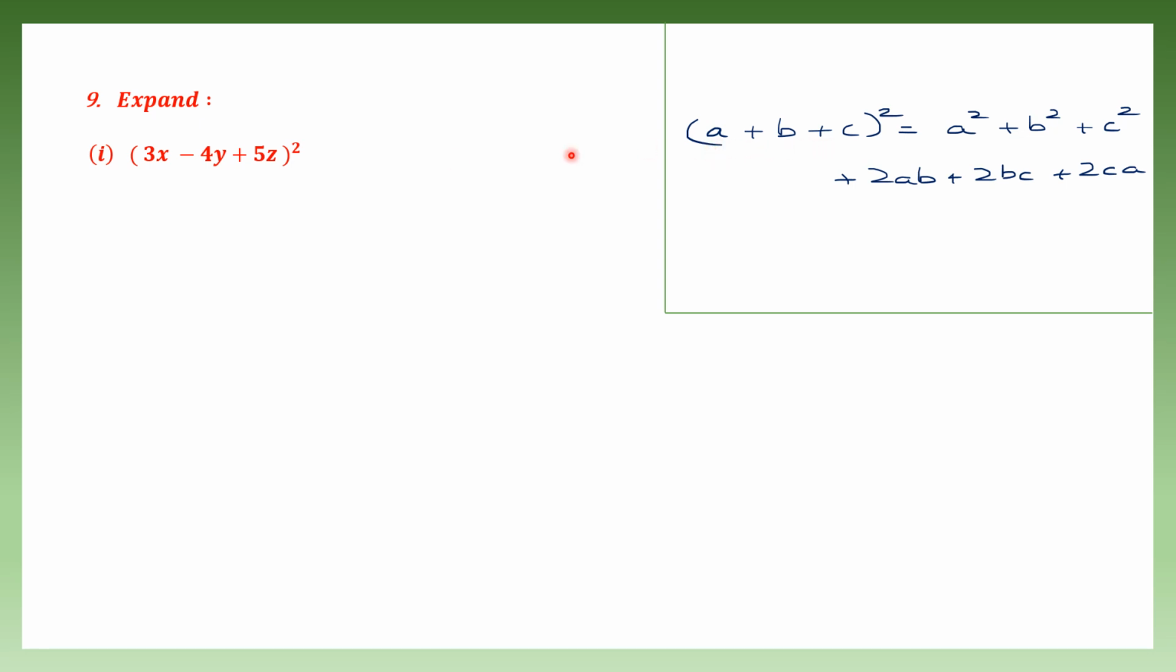So here what will a be? A is 3x. So a is equal to 3x. B will be equal to, now take the minus sign, minus 4y along with this, and C will become 5z. Okay, so now we're going to apply the formula of a plus b plus c the whole square.